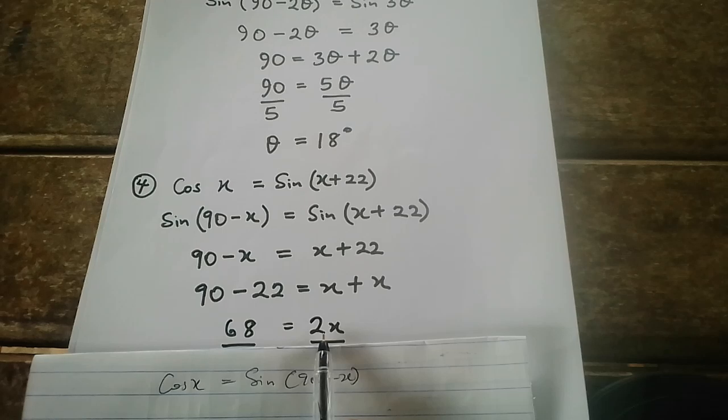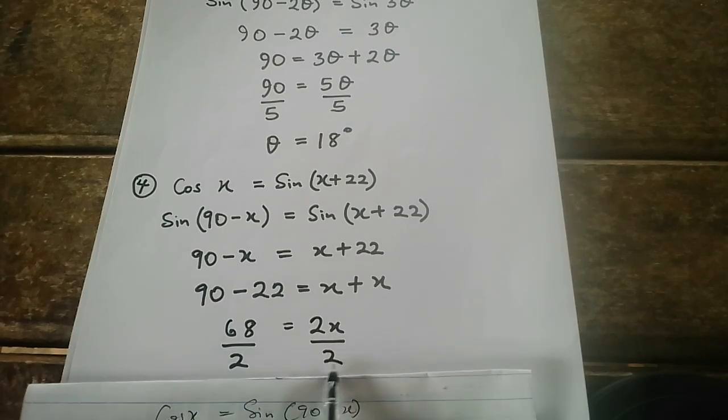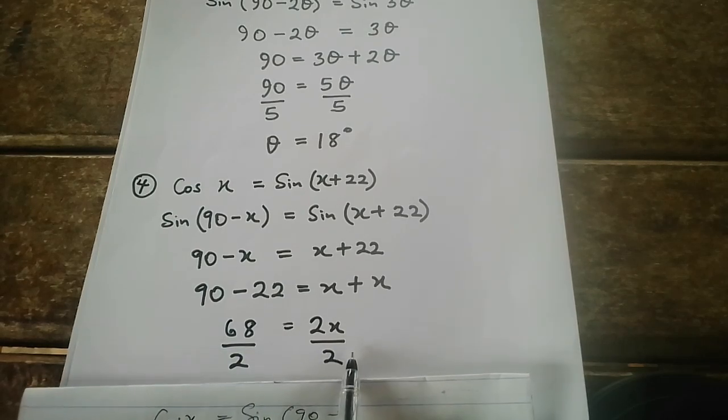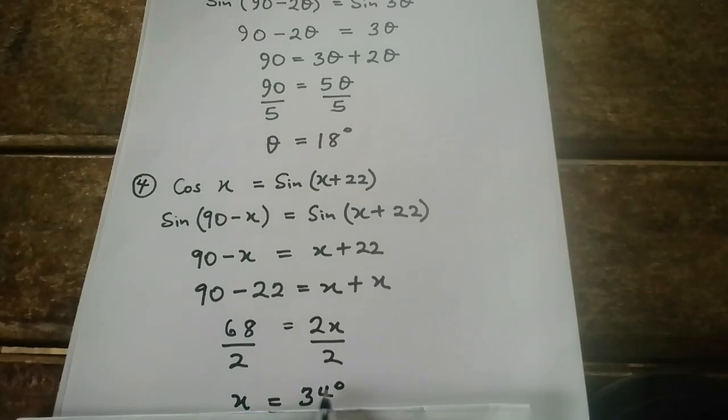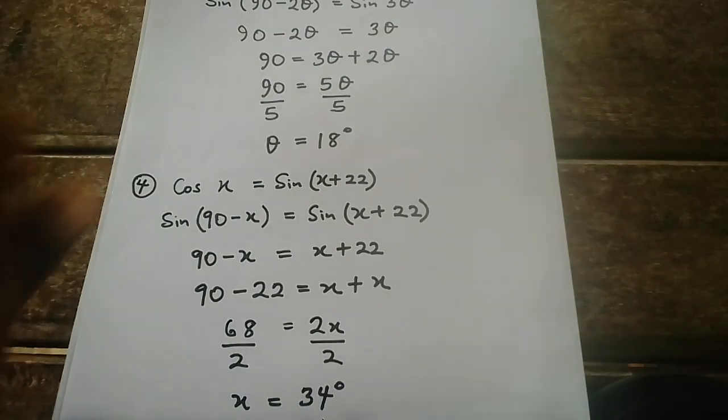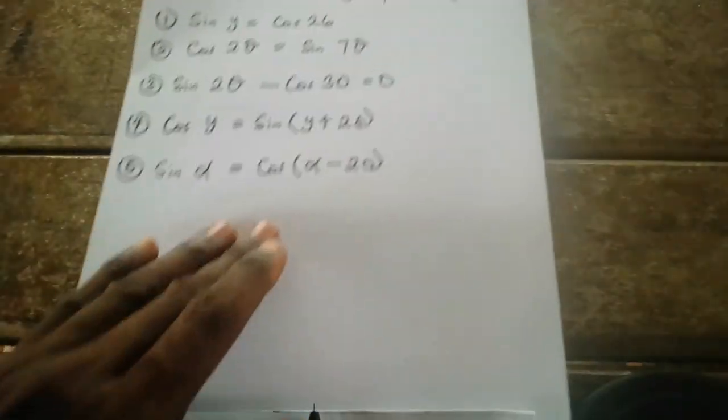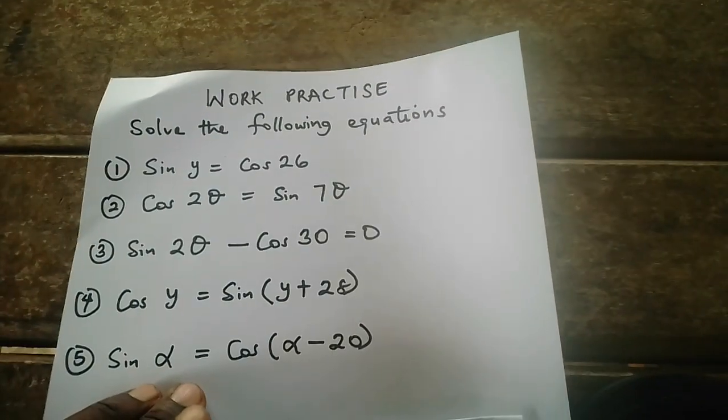Which is 2x. To get the value for x, you divide both sides by 2. So 2 divided by 2 is x, and 68 divided by 2 is 34 degrees. So now for the work practice, you are going to solve this.